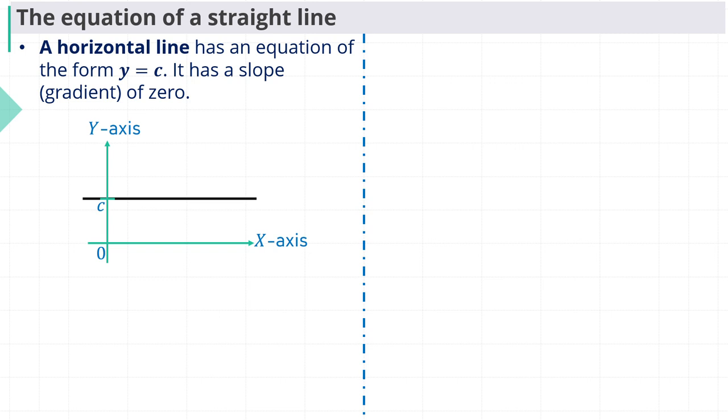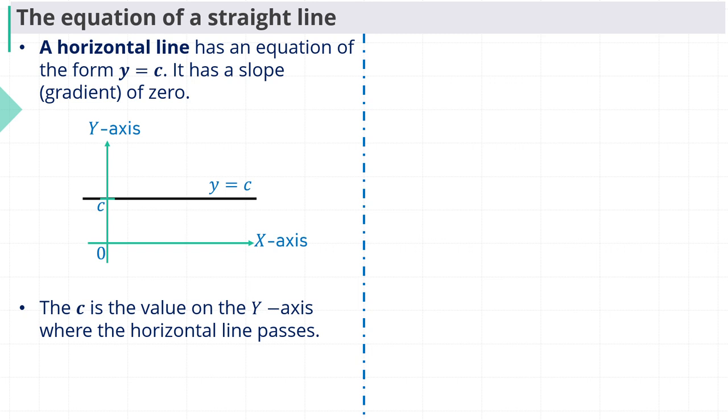What we are saying is that this horizontal line indicated in black ink that passes through C on the y-axis has the equation y equals c. The c is the value on the y-axis where the horizontal line passes. Now the x-axis is also a horizontal line and it passes through the y-axis at 0. So it means that the equation of the x-axis is going to be y equals 0.